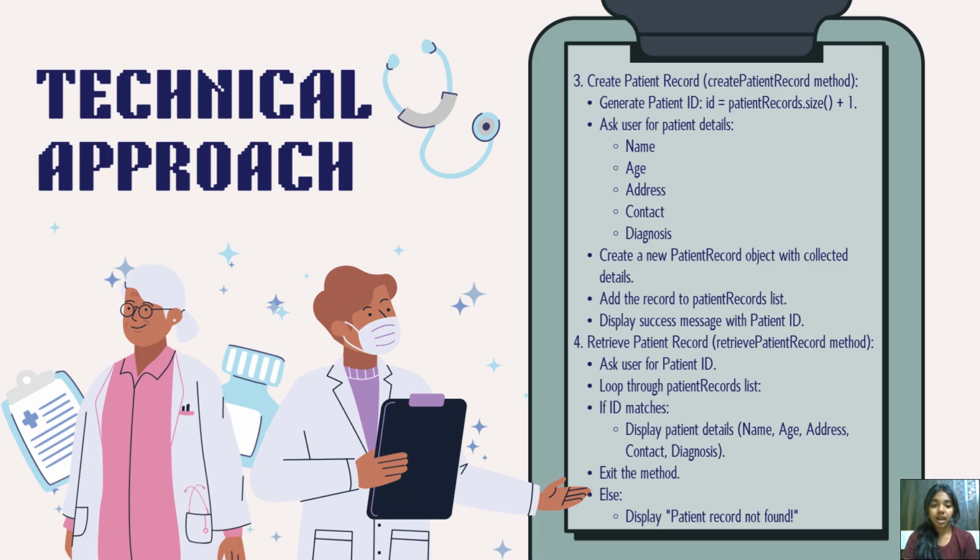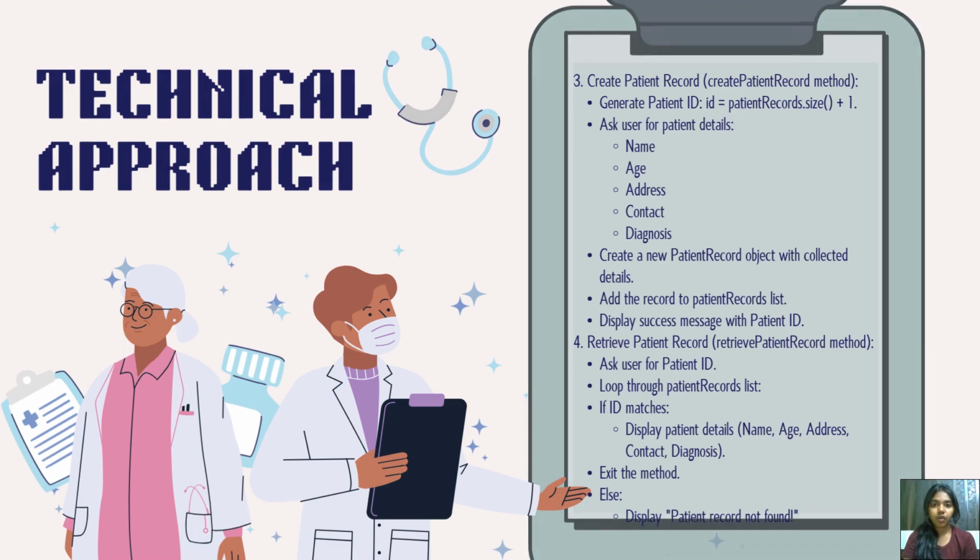In the fourth step, create retrieve patient record method. Under that, ask user for patient ID. Loop through patient records list. If ID matches, display patient details. Exit the method. If the ID doesn't match, display patient record not found.